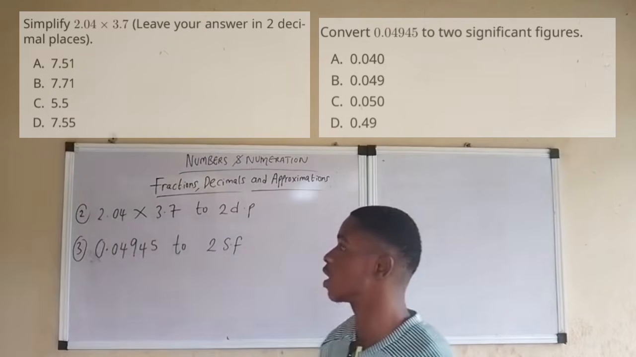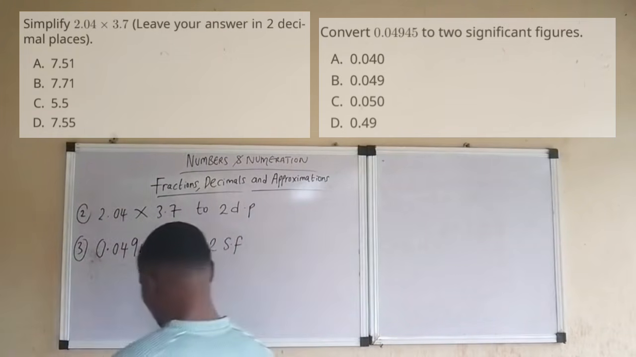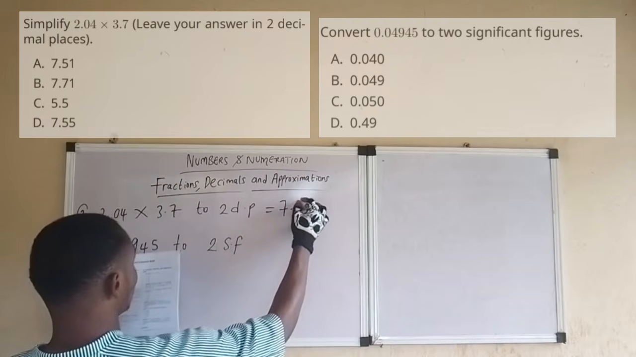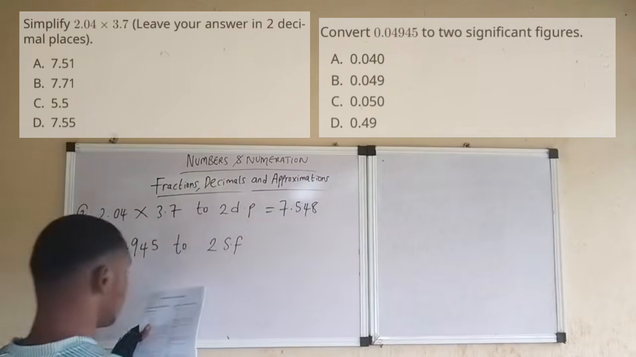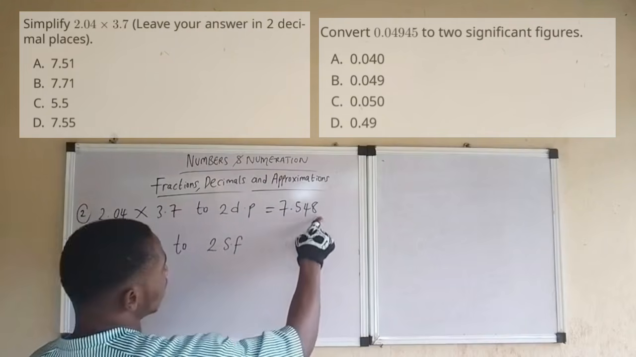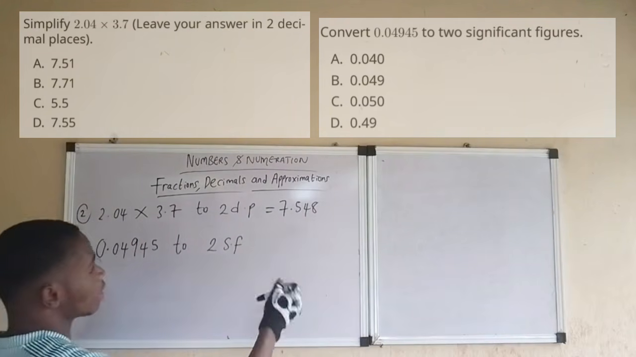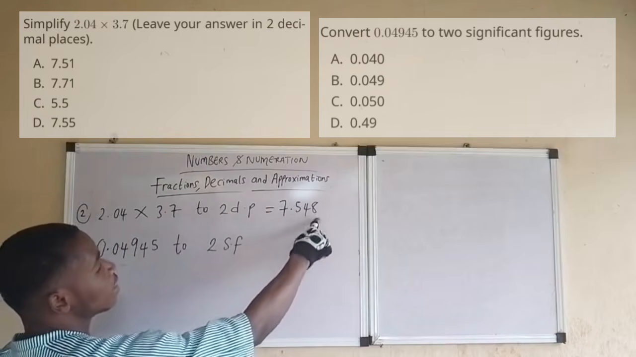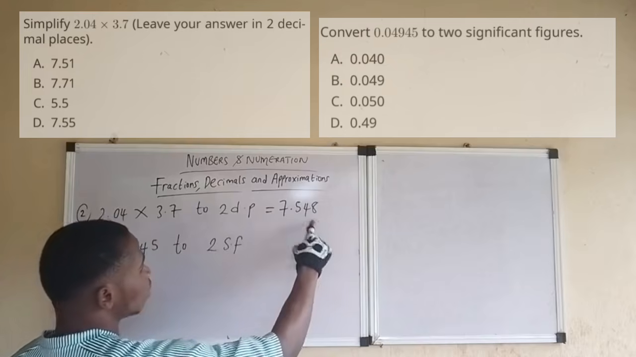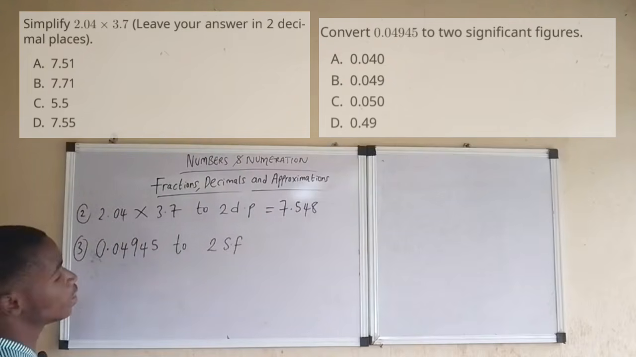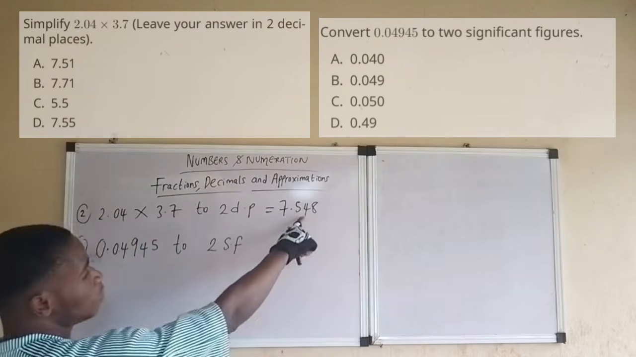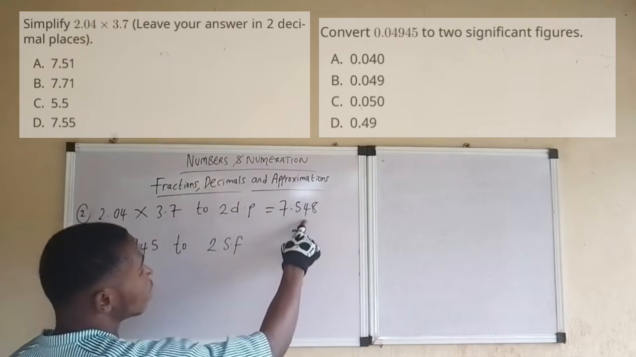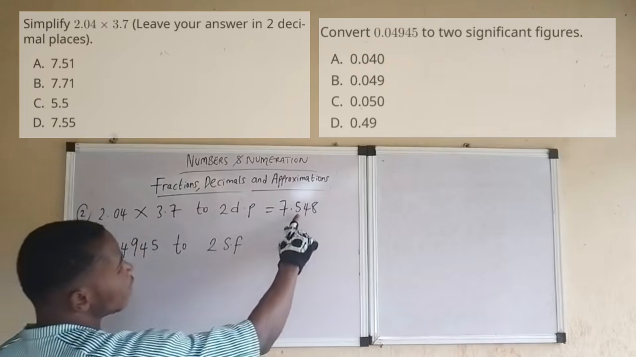You can easily type this into your calculator. And when you do that, you're going to be getting 7.548. But now this 7.548 is to 3 decimal places. How do you know the decimal place that it is at? You count the number of values you have after the decimal point. Because we have 3 values after the decimal point, this is to 3 dp, or 3 decimal places. So how do we convert to 2 dp? We're converting to 2 dp, so we look at the first 2 numbers after the decimal point, and the first 2 numbers are 5 and 4.